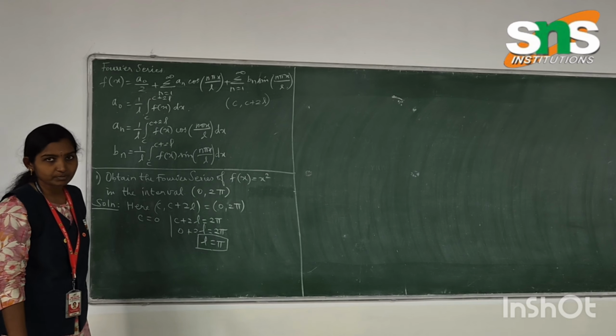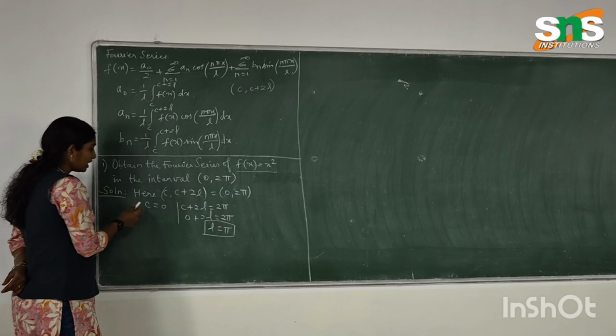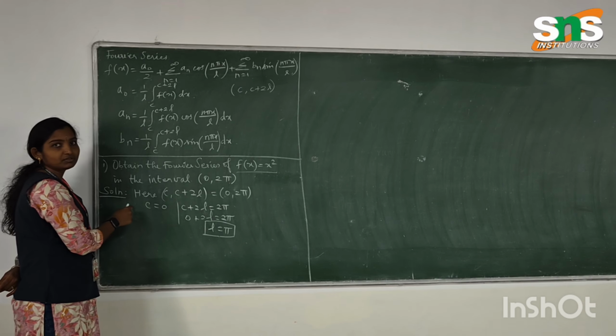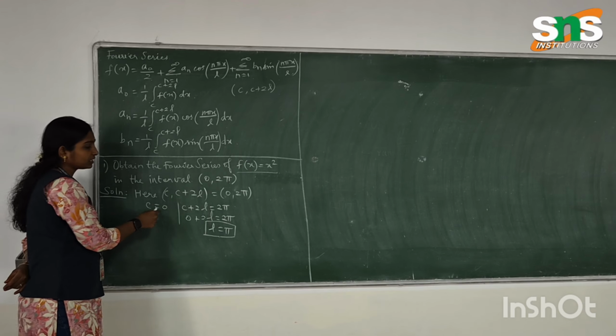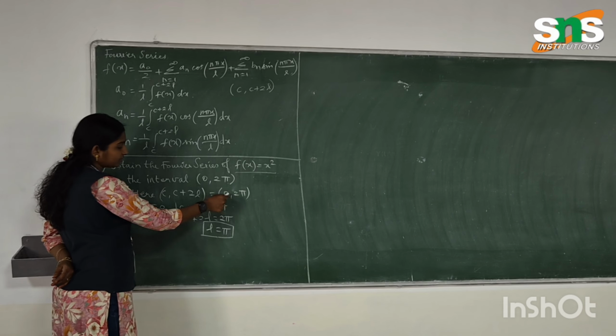Now we will move on to the first problem here. What is given here? Obtain the Fourier series of f of x is equal to x square. This is the function given in the interval 0 to 2 pi. This is the interval given. Starting with the solution, we will frame what is the given interval here. c to c plus 2l is equal to 0 to 2 pi. This is what we are given with.